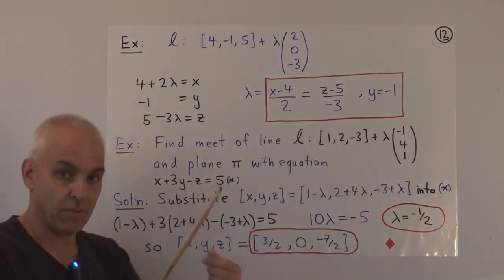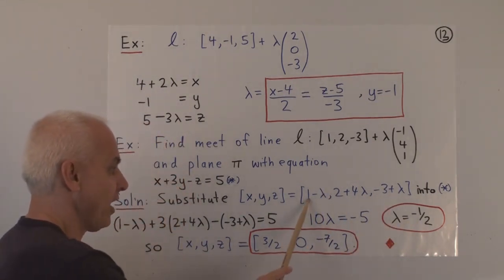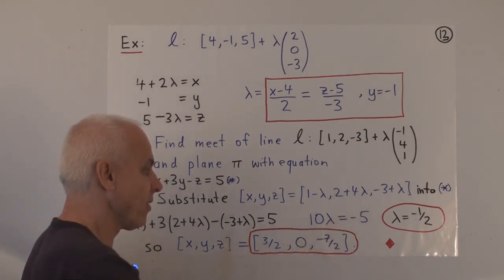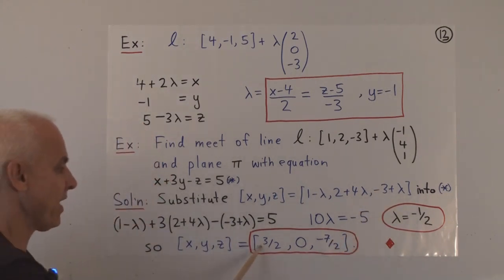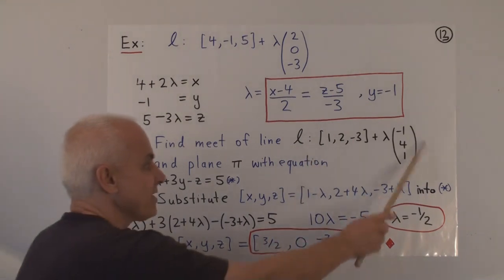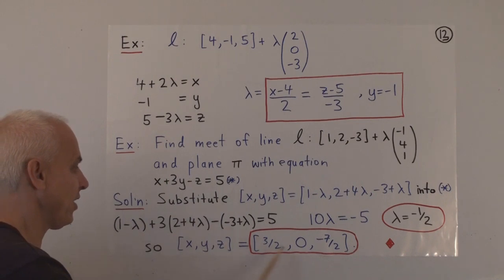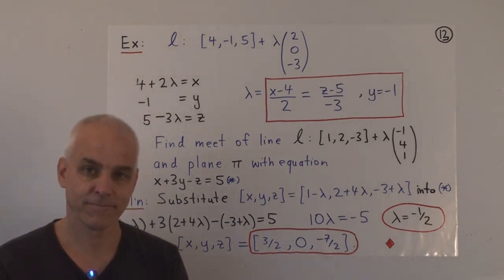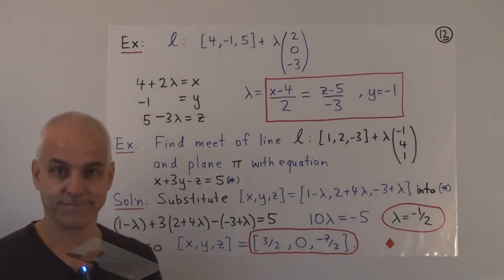And then to find the actual point, we plug -1/2 into here to get 3/2. -1/2 here, that'll be 0. And -1/2 here, we get -7/2. And so that is a point which lies both on this line and on this plane. You can check that if you put 3/2 in here, 0 there, -7/2, then we're going to get 3/2 plus 7/2. That is indeed 5. That's 10/2. So we found the place where the line and the plane meet.